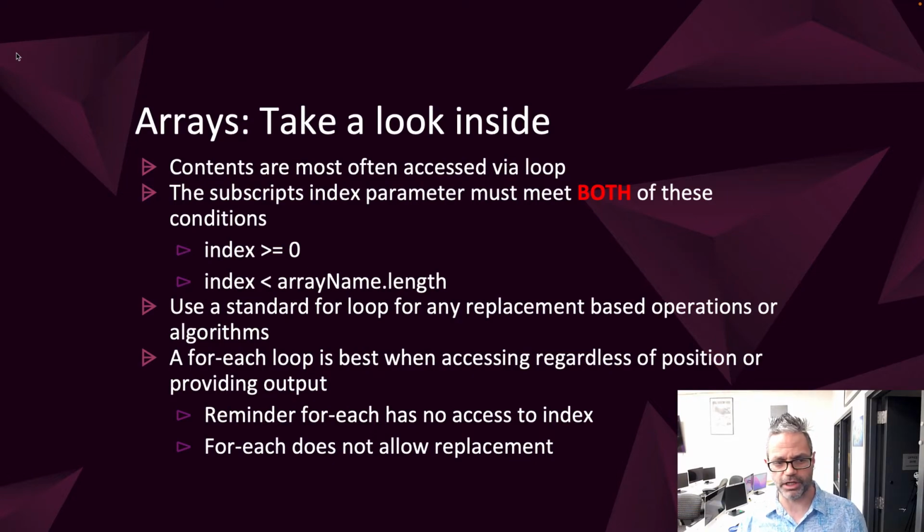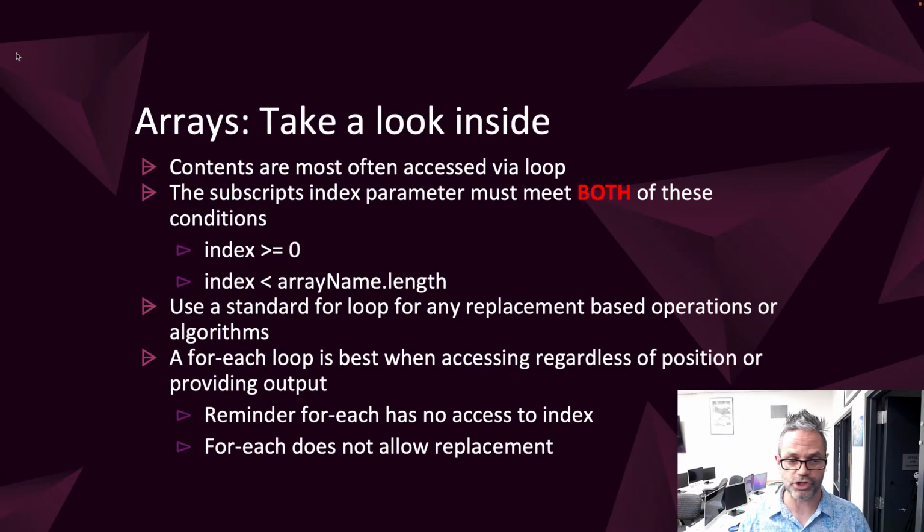Use a standard for loop any time you want to do replacement operations, because if you want to replace things, it makes total sense to use a for loop because you have that index, it's defined, it increments all the time, and it updates the values as you go through it, which makes it really easy to work with. Remember, you can't update using a for each because you can't replace values at all.